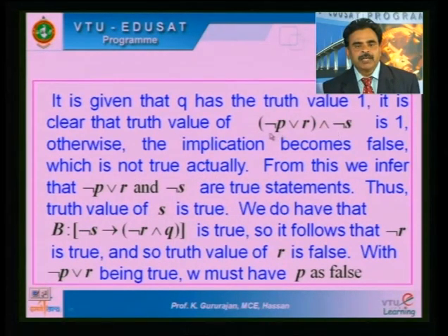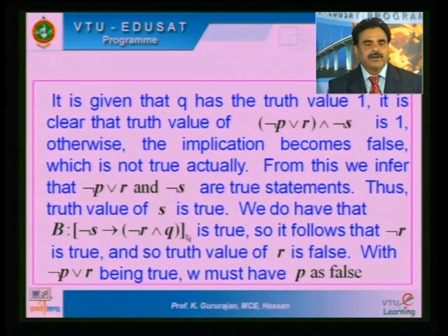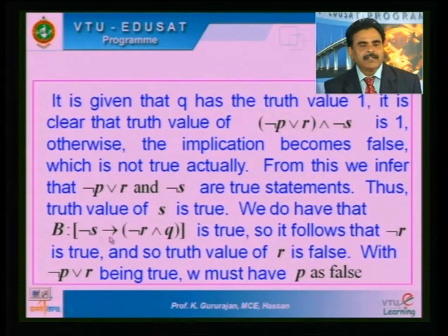Now, when will this be true? Only when both are true. Yes or no? Negation P OR negation R and negation S are true. So, negation S true means what? Negation S being true means S must assume the truth value false. Okay. Now, we do have that this statement is true. So it follows that negation R is true, and so the truth value of R is false. Okay. And with negation P being true, we must have that P is false.